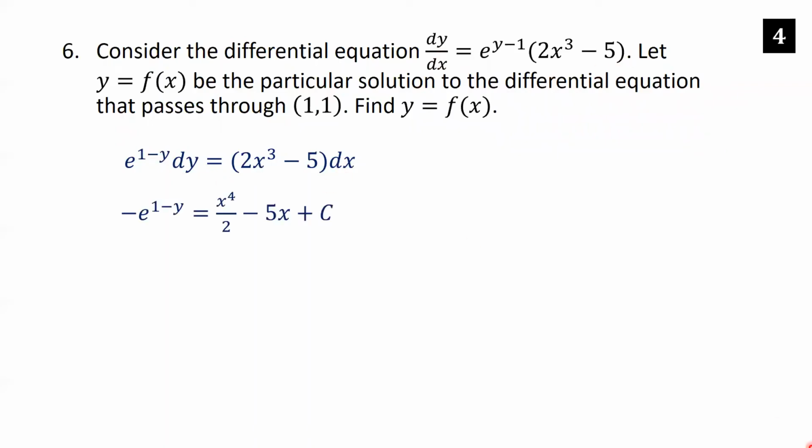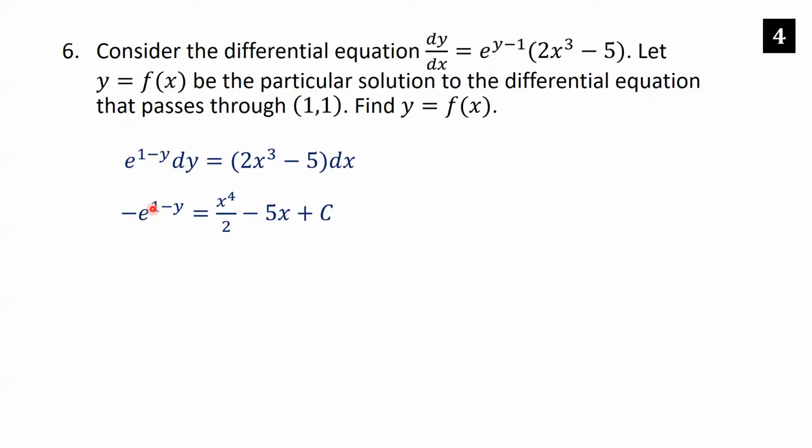Now we're ready to integrate. So here there's a little substitution. If you let u equal 1 minus y, then du is negative 1 times dy. So we need a minus sign, and we undo that with another minus sign, and that's where this comes from.